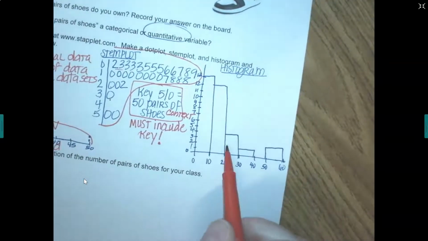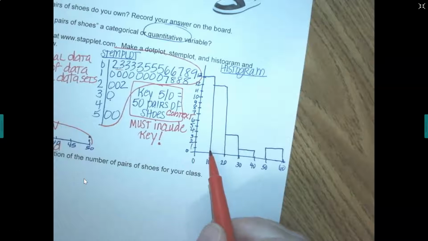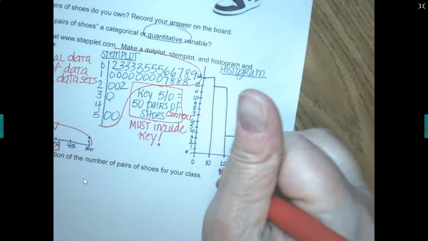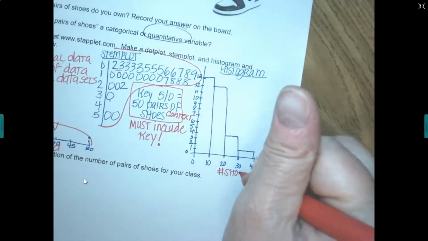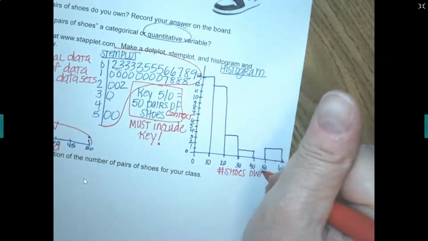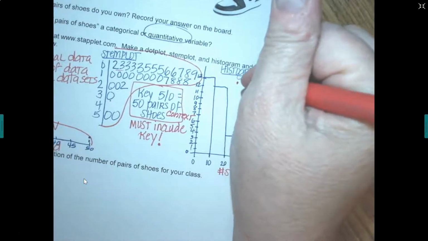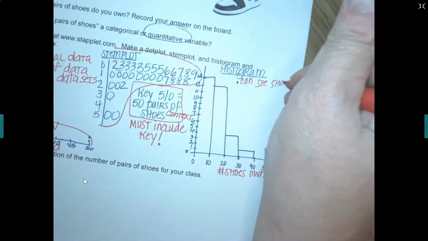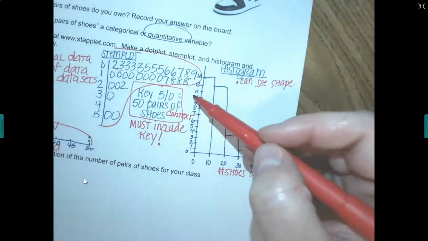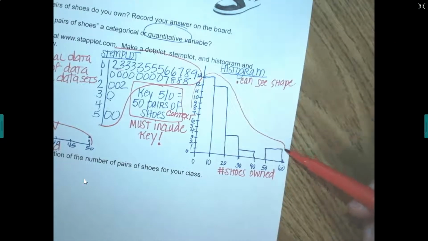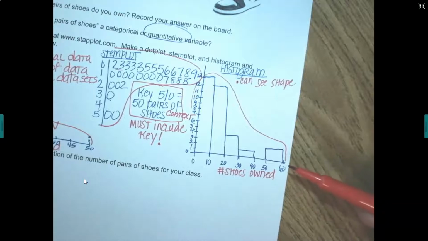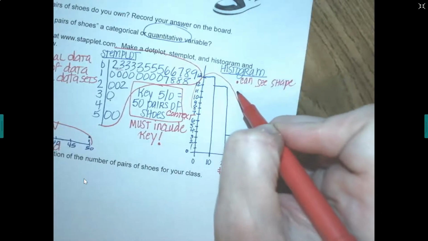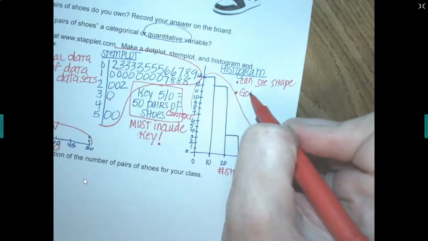So our histogram, you want to have your bars touching, because where one value stops, so we have number of shoes owned, the next value picks up. So we're going to go from one to the next. What's nice about it is you can see the shape. Okay, so think of that loose blanket. There it is, right skew, the tail's on the right. A histogram is really good for large data sets.